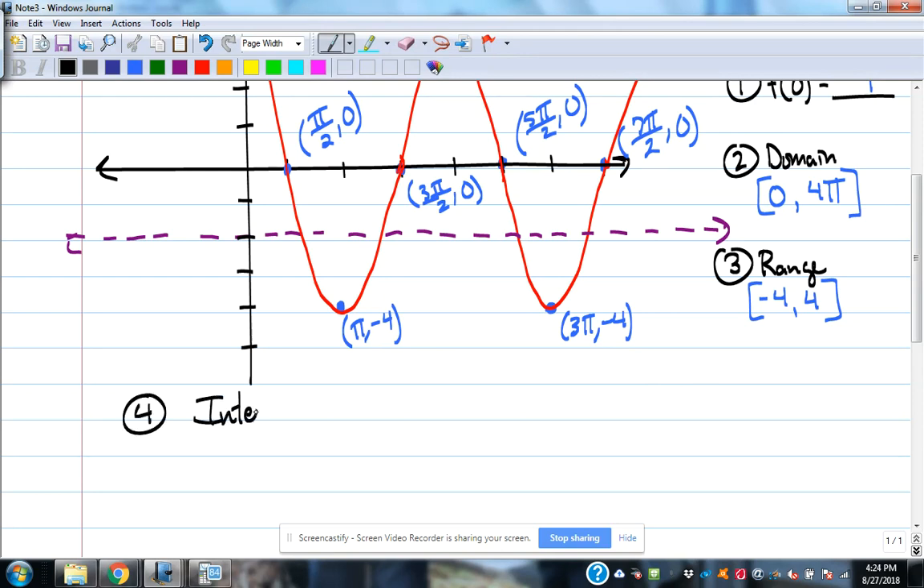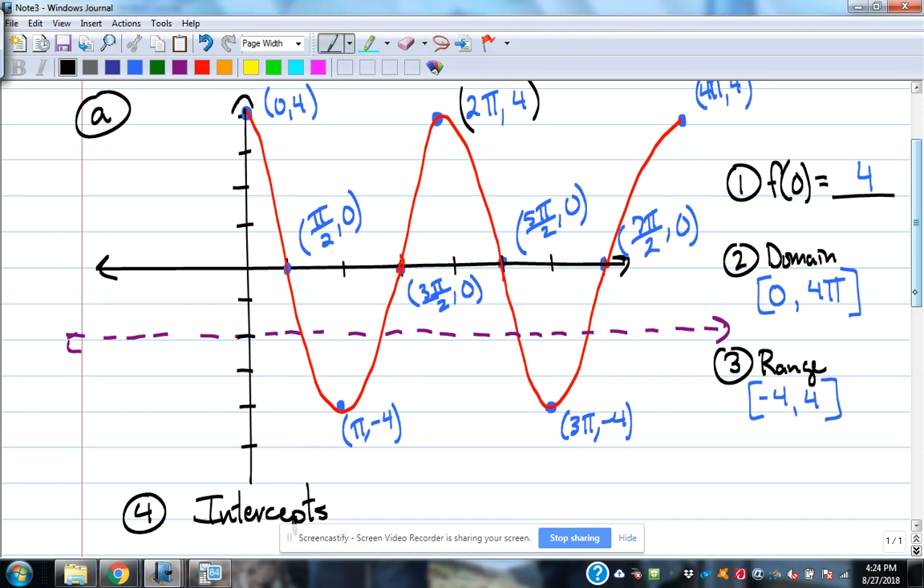Let's talk about the intercepts. When I say intercepts, what do I mean? Okay, I thought that's what you meant. I just want to make sure that that's what you're saying. Where the red line is crossing the x-axis, those are what kind of intercepts? X-intercepts. What other kind of intercepts exist? Y-intercepts. So when it says intercepts, they're saying any kind of intercept.